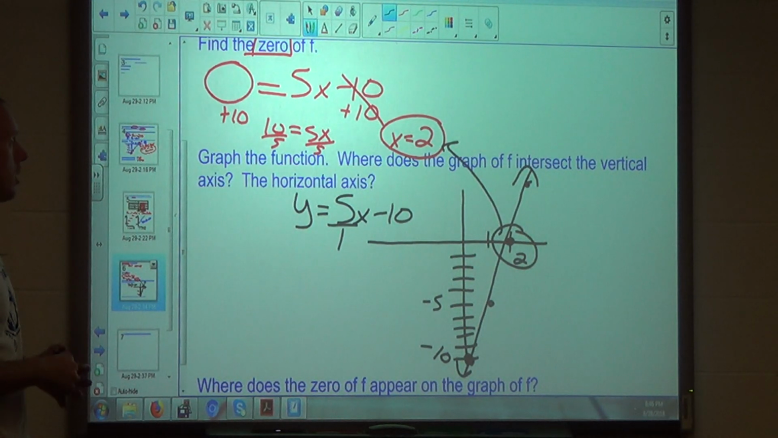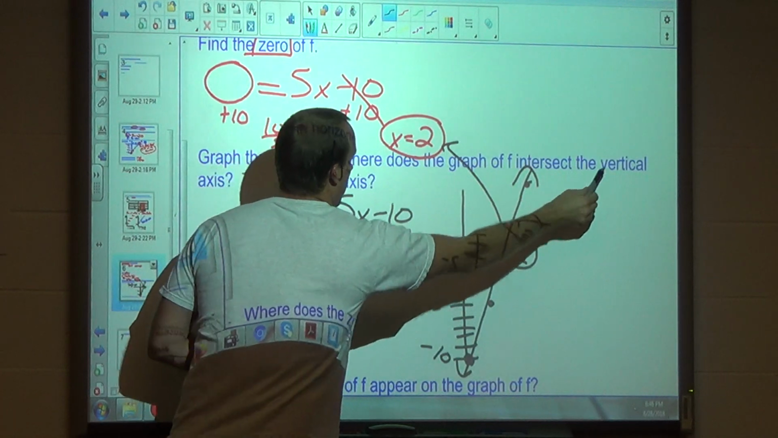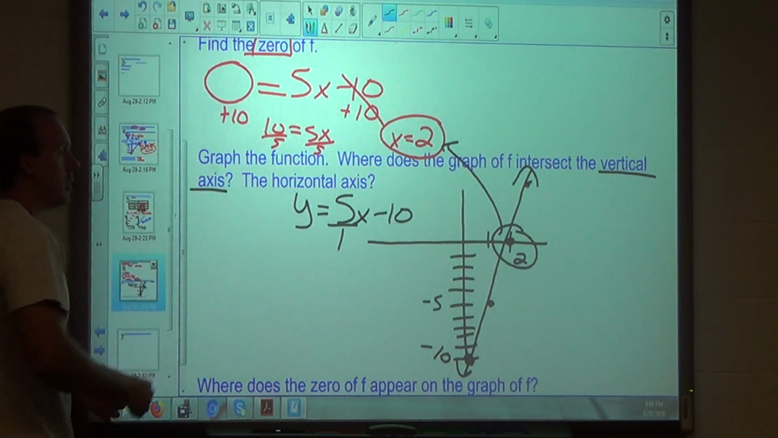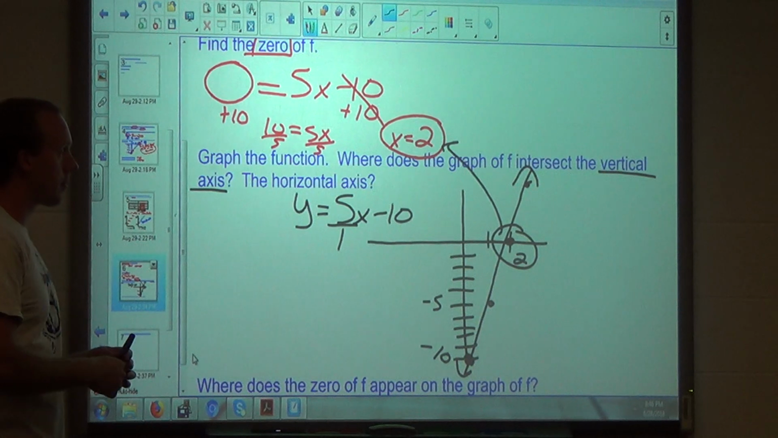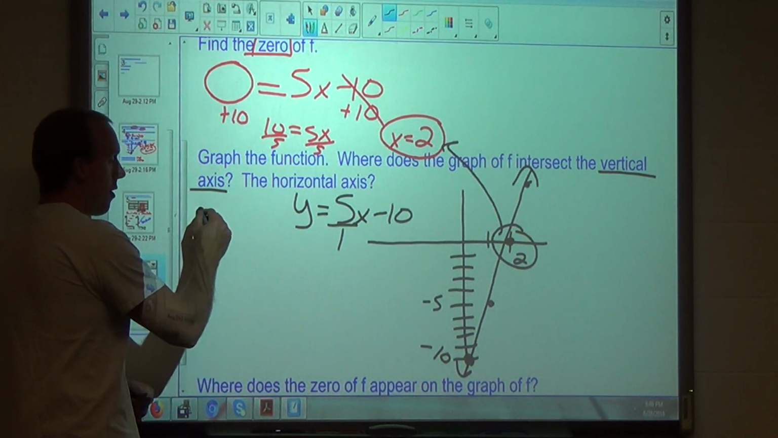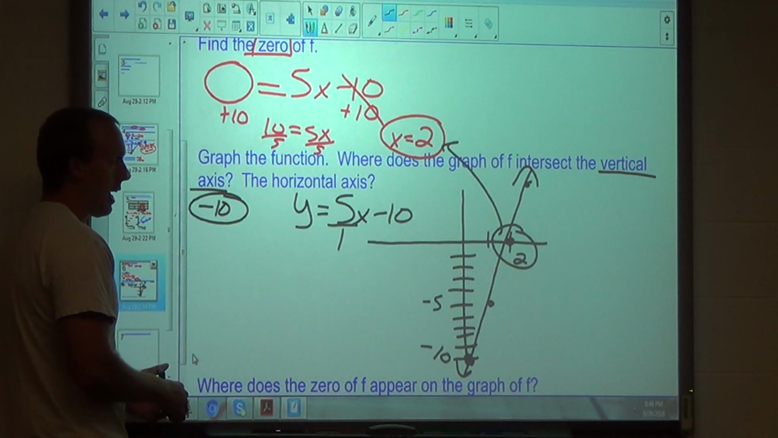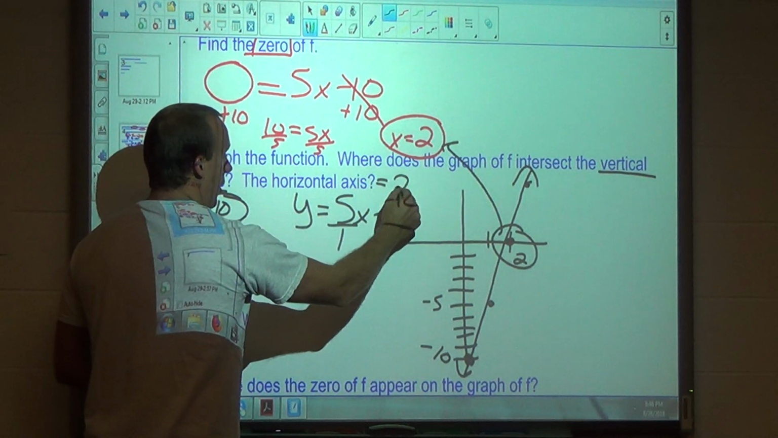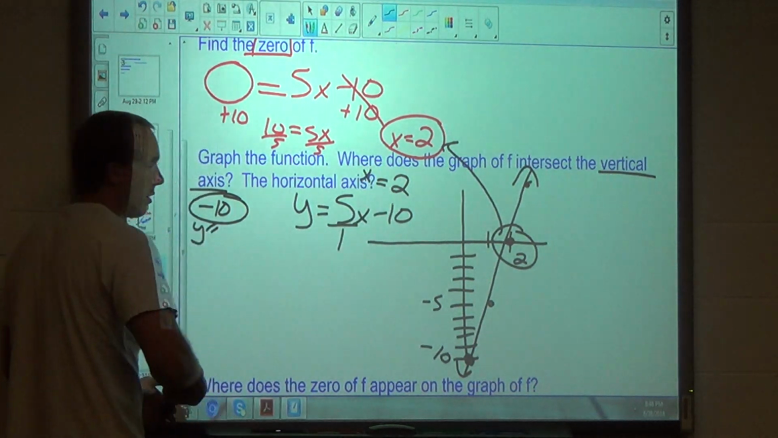And it was. Question here says, where does the graph of f intersect the what axis? Vertical axis. So which way is vertical, up and down? You're vertical, or left and right? And vertical axis is the up and down. So where does it cross the vertical axis? -10. Where does it cross the horizontal axis? That'd be the left to right. And that would cross at 2. This would actually be y equals -10, and this would be at x equals 2.